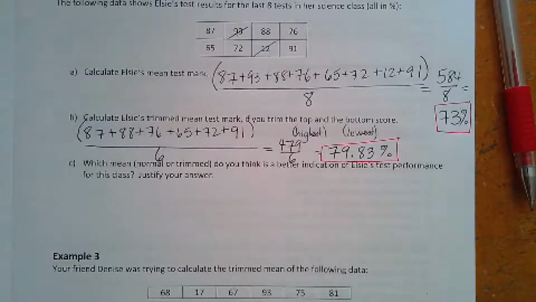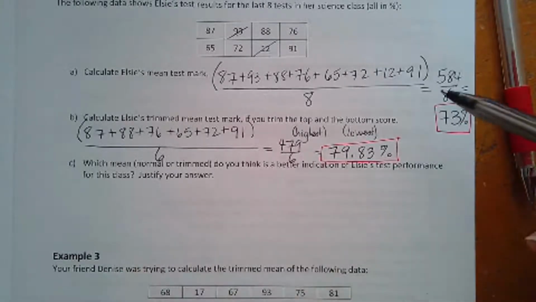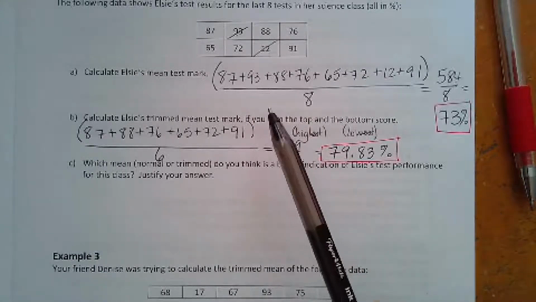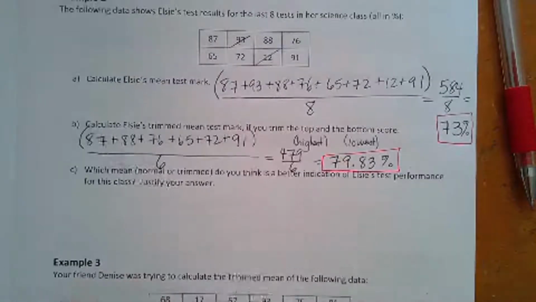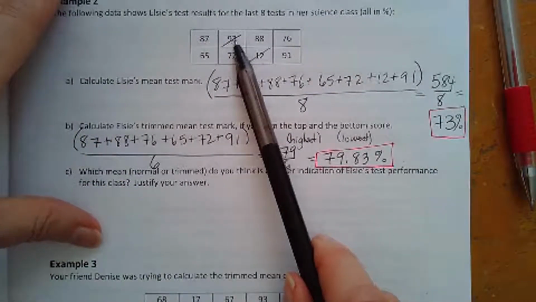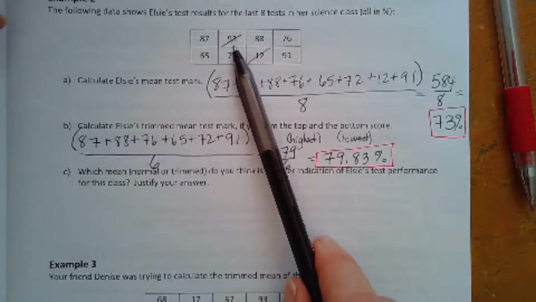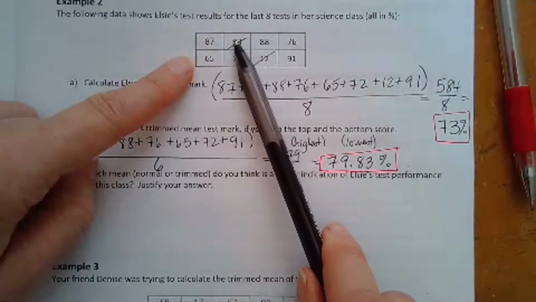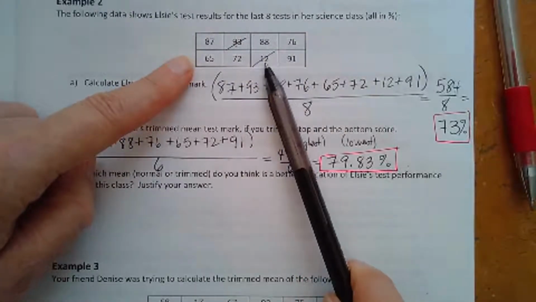Now we have to make a decision. Which mean, the normal one or the trimmed one, do you think is a better indication of Elsie's test performance for this class? Justify your answer. This might actually be a hard question to answer unless you were Elsie or her teacher. But if I take a look at the marks, 93 isn't really a super high mark for her. That's kind of a mark that would be normal for her. She has an 88, an 87, a 93, and a 91. So this 93 is not really out of character for her. This 12% is out of character, right?